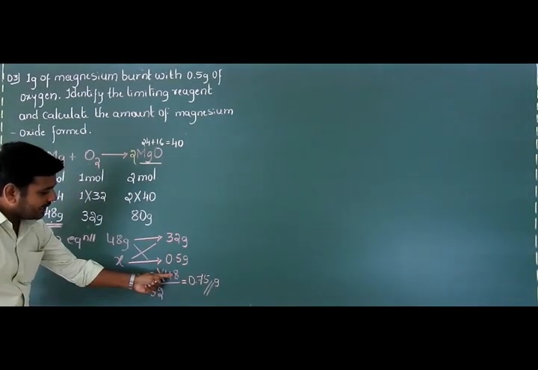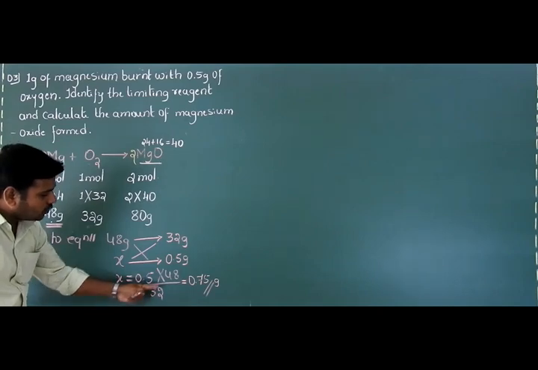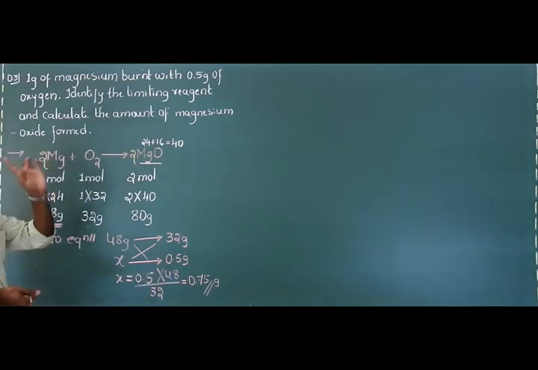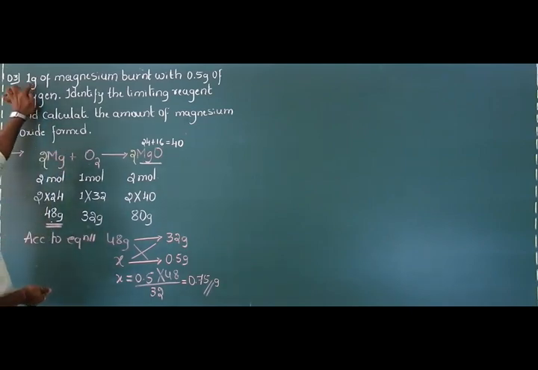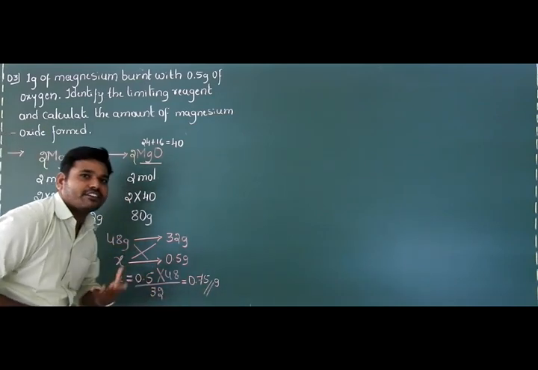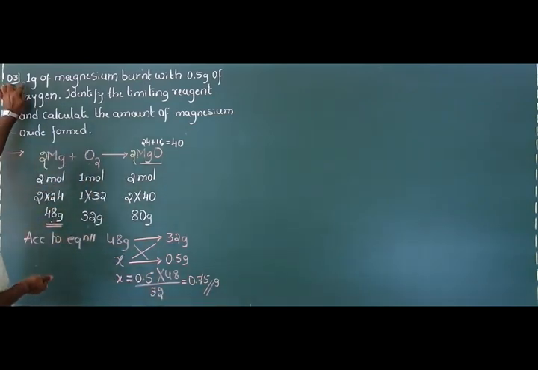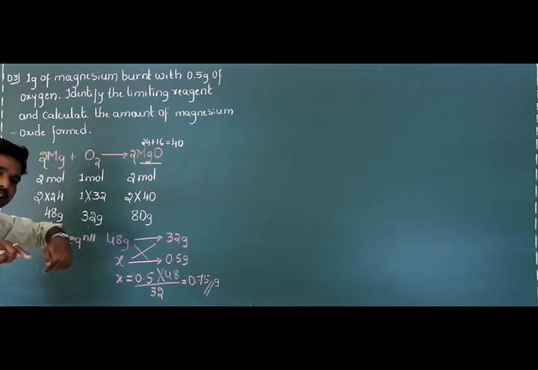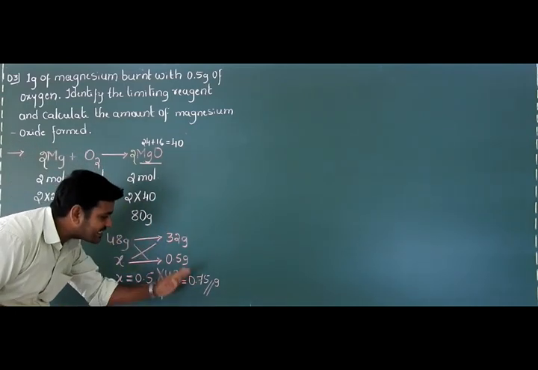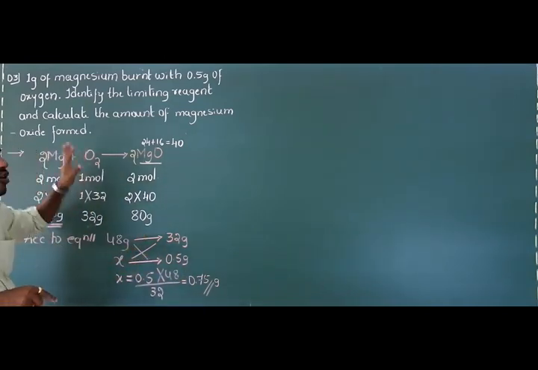0.5 into 48 divided by 32, you will get 0.75 gram. But in the problem, the available amount of magnesium is 1 gram. Look, what we require is just 0.75 gram, but what is given in the problem is 1 gram. Required is 0.75 and available is 1 gram. That means required quantity is less than that of available quantity.